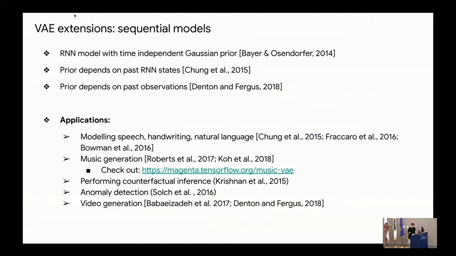Cool. So there are a lot of different extensions of variational autoencoder models. I'm just going to stick a couple of references here, right? So we have some sequential models. These models all do basically the same thing. They differ mostly in the way in which they represent the prior. In all the examples I was working through so far, we had a fixed Gaussian prior. If you have time series data, you can imagine instead of a fixed Gaussian prior, actually learning the prior at each time step and having that depend on either previous data instances or previous states of your RNN, stuff like that. And there are a lot of different applications here, right? Modeling speech and handwriting and natural language, music generation. This is another cool thing that came out of Magenta. And video generation, anomaly detection, lots of things.